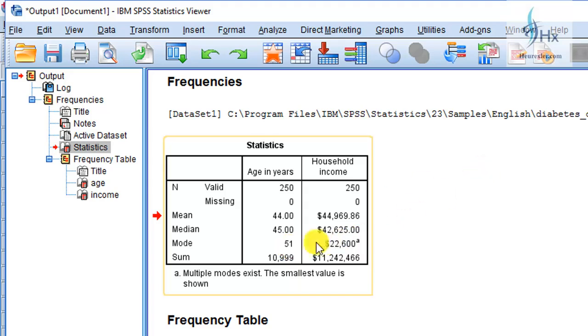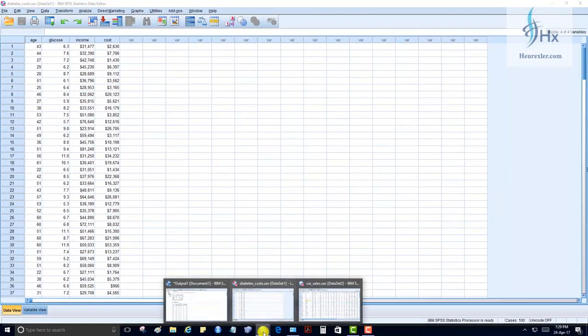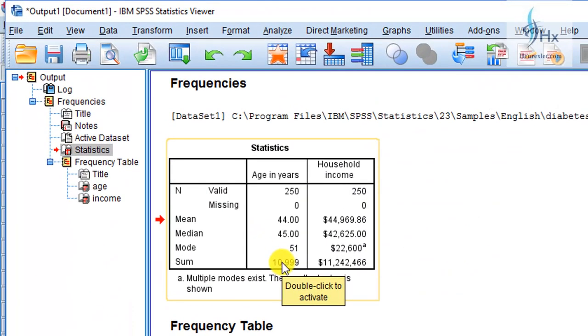Sum total is the total of all the ages. Now that's again a meaningless number. It's 10,999. It simply means if you add all these ages, 43 plus 44 and so on, you are going to get 10,999, and that's not giving us any valid information, but only for the sake of understanding.